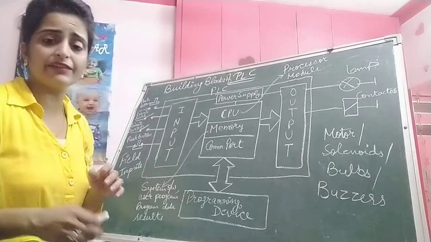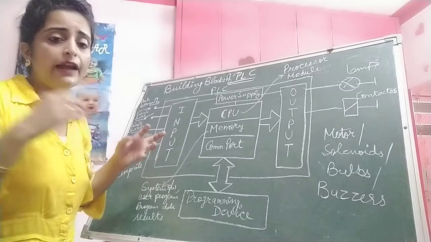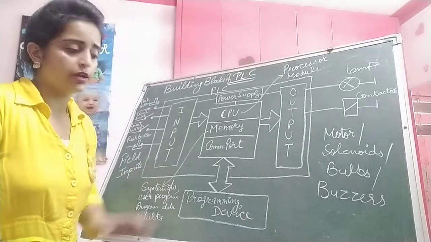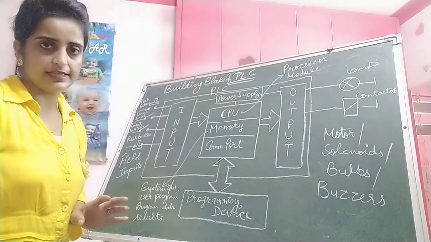Then this programming device can be a handheld programming device, it can be industrial terminals, and it can even be a personal computer, which can be used as a programming device for this PLC, right?